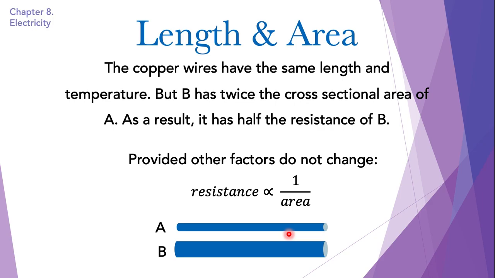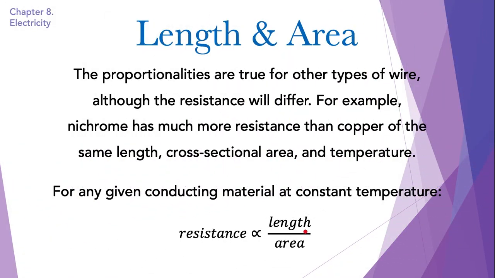So these proportionalities are true for other types of wires, although the resistance will differ. For example, nichrome has much more resistance than copper of the same length, cross-sectional area and temperature. So it already is different. Its resistance is already more than copper, even if these factors are kept the same for both wires. The resistance is still more than copper because it also depends on the material.